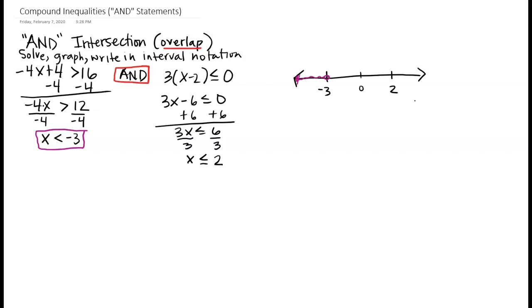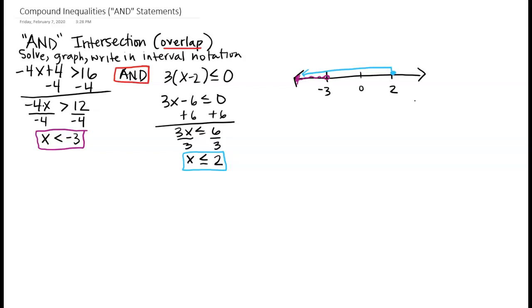All right, and then the other one, use this little blue color here. So we want when x is less than or equal to 2. So since it has the equal to part, we do have a closed, a solid circle here. And again, notice that we want everything less than, so it's still going to be everything to the left of 2. All right, so now we want to know the overlap.